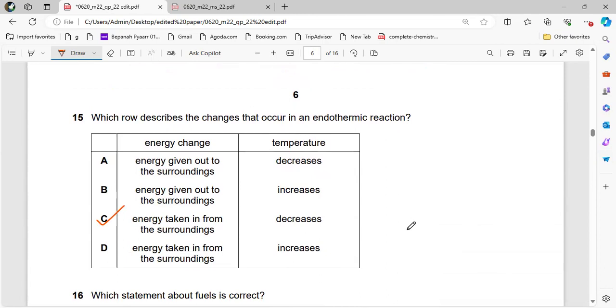Which row describes the changes that occur in an endothermic reaction? So what is an endothermic reaction? Energy is taken in from the surroundings. That is an endothermic reaction. And the temperature of the surroundings decreases. So here, first, energy given out, that is totally wrong. For endothermic, energy is taken in. Second is same, so B is also wrong. For third, energy taken in from the surroundings is correct, and temperature of the surroundings also decreases, which is the correct option. For the fourth one, this definition is correct, but temperature increases, which is given wrong. So option C is correct.